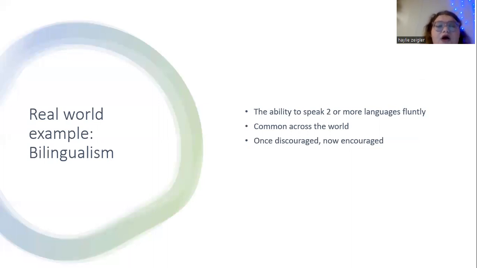My real-world example of language is bilingualism. This is also one that the textbook talks about as well. It is the ability to speak 2 or more languages fluently. It is very common across the world. Most of the world's children, 2/3 in fact, actually speak more than one language. It was once discouraged and thought to be a hindrance on language development, but it is now encouraged because of all the benefits that it has been found to have.